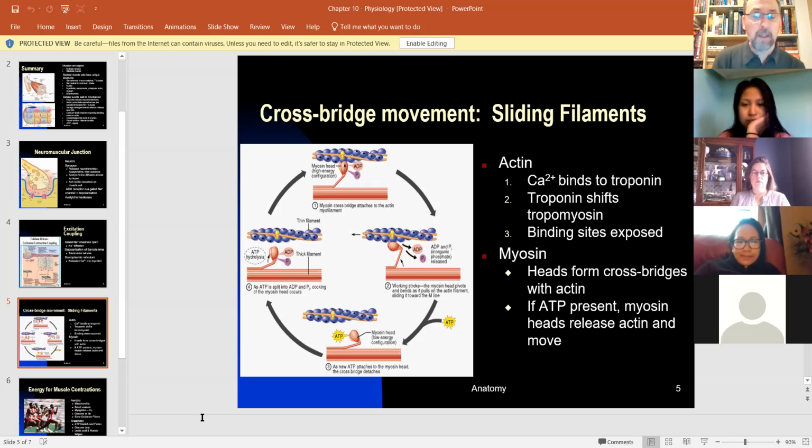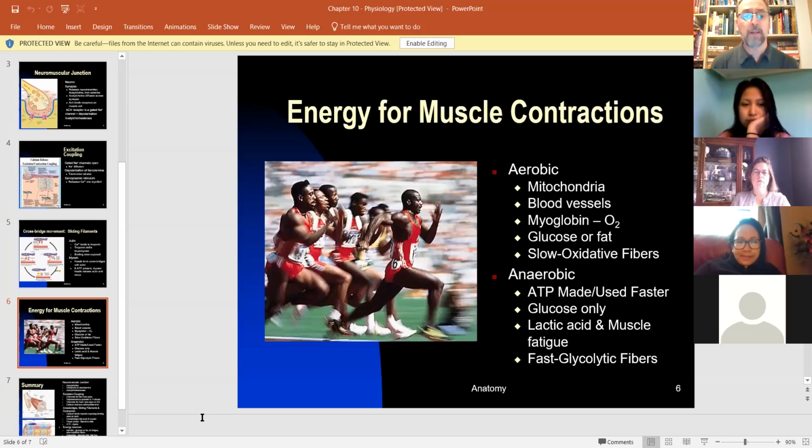Okay. And then the last thing I talked about in this physiology program was the energy for muscle contraction. So muscles use a tremendous amount of ATP, tremendous amount, and they can use it really fast. There's two general sources. One is aerobic. In aerobic sources, that means with oxygen. These cells are using oxygen to break down glucose or fat. They do that in the mitochondria.